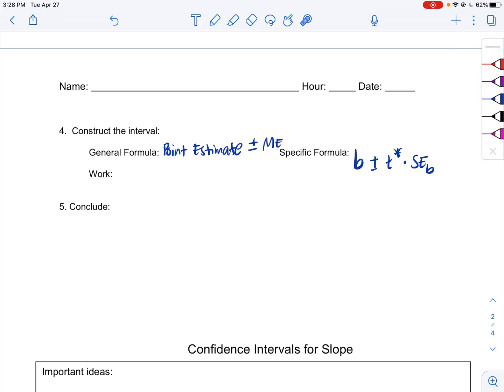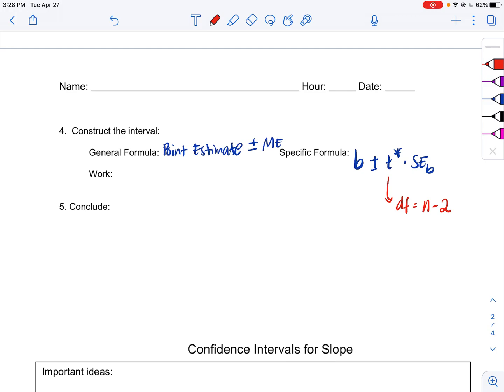By the way, you know how to get the t star. Do you guys remember we need a DF? Our DF here is n minus 2, n being the number of samples, 2 because you know how we have an X and a Y variable, row and score. So we do n minus 2 instead of n minus 1. I know, it's kind of a lot to remember. So let's do the work.